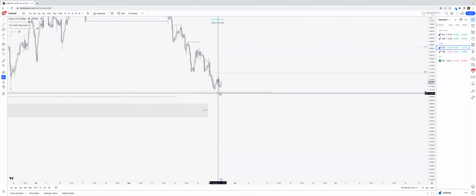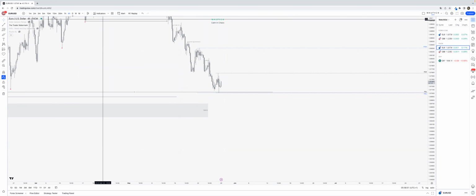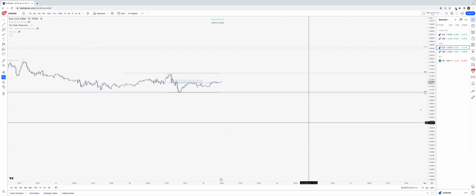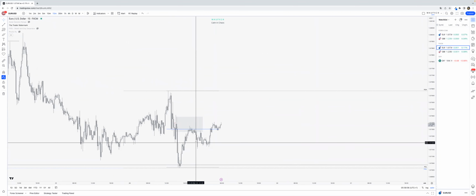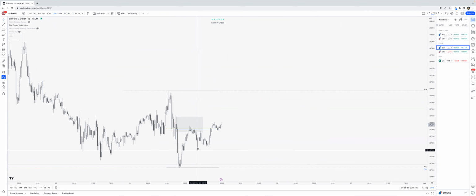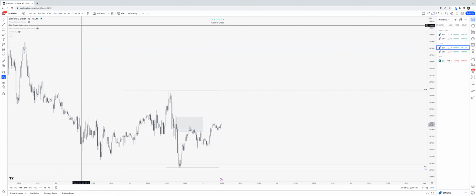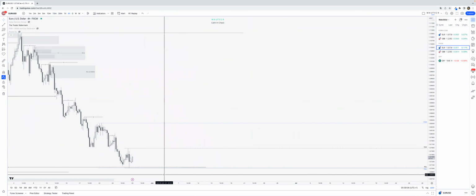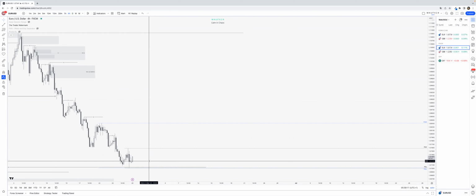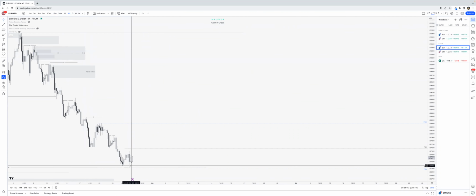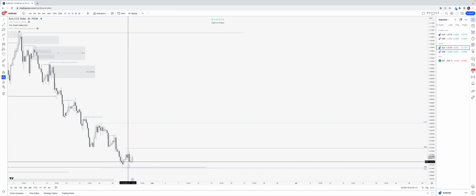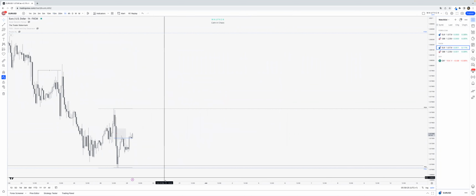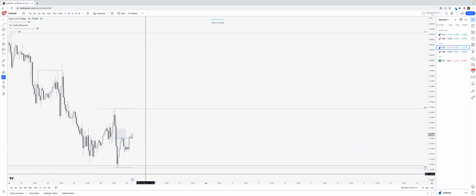So 4 hour wise, look at these strange candles. We opened a little bit higher than we closed over here. Then we pumped down. Actually, we opened lower. Same price in the 4 hour. Anyway. No, we did open a little bit lower. Yeah, because it's a bullish candle. So we opened a little bit lower.